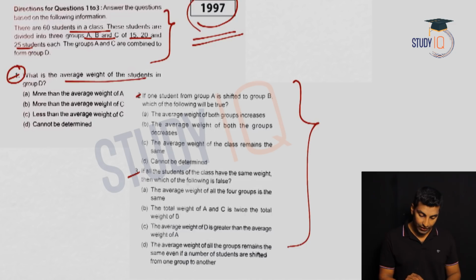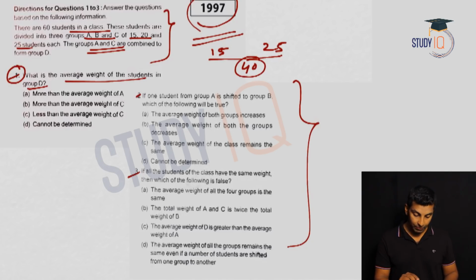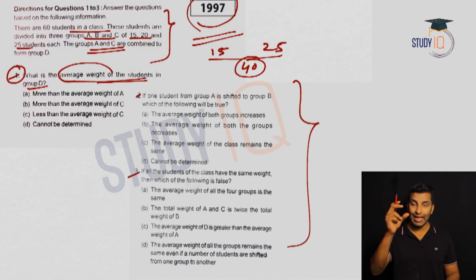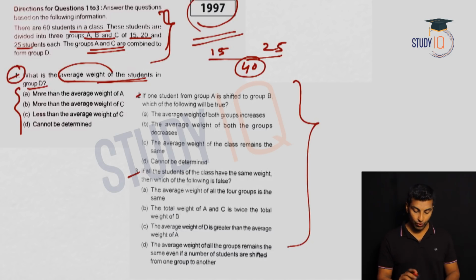What is the average weight of the students in group D? Group D means A and C combined. A comprises 15 and C comprises 25, so a total of 40 members are in group D. What we need is the average weight, and you can't get the exact weight, because the weight is not given anyway. So it is a comparison. We need to look at the options and answer based on that.